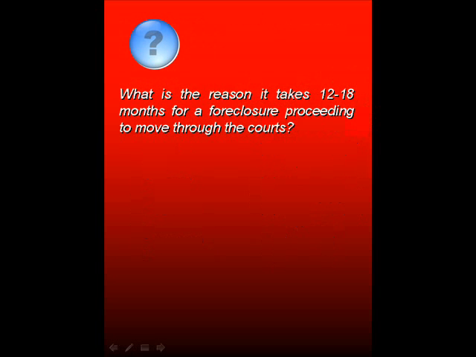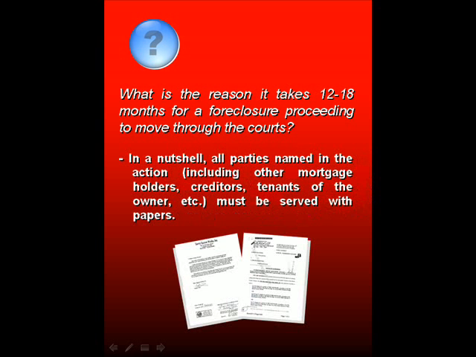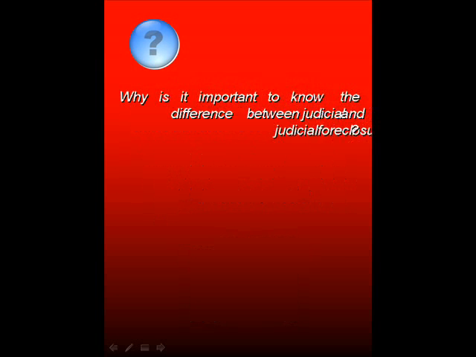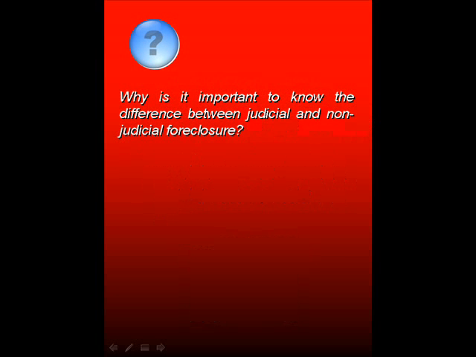On average, it takes 12 to 18 months after a lis pendens notice of mortgage default has been filed for a foreclosure proceeding to move through the court system and the property to end up on the auction block. What is the reason it takes 12 to 18 months for a foreclosure proceeding to move through the courts? In a nutshell, all parties named in the action, including other mortgage holders, creditors, tenants, or the owner, must be served with papers.